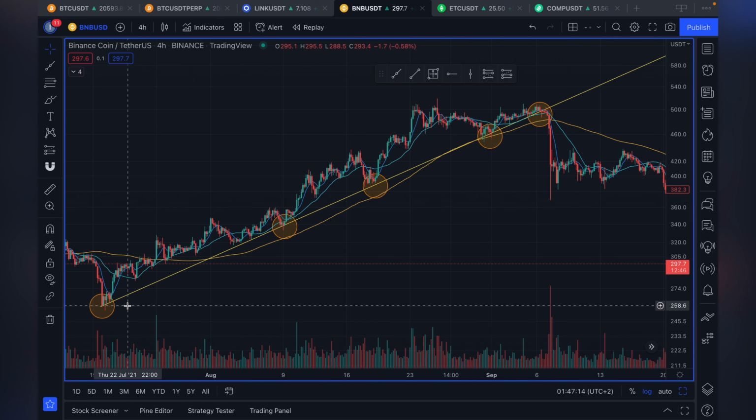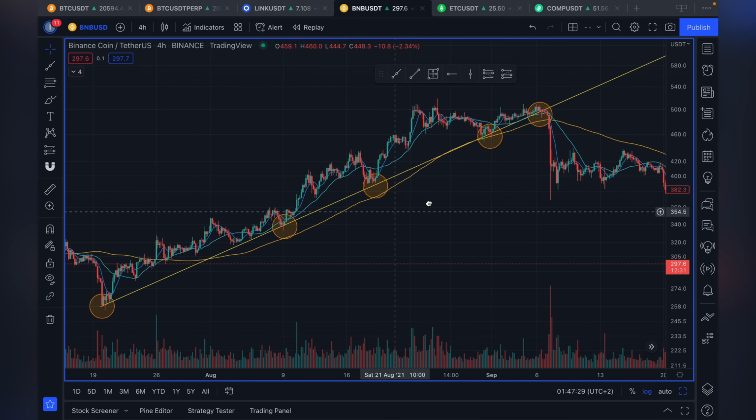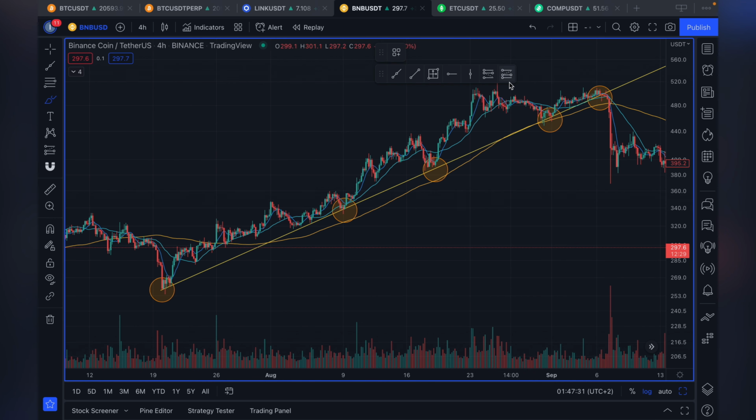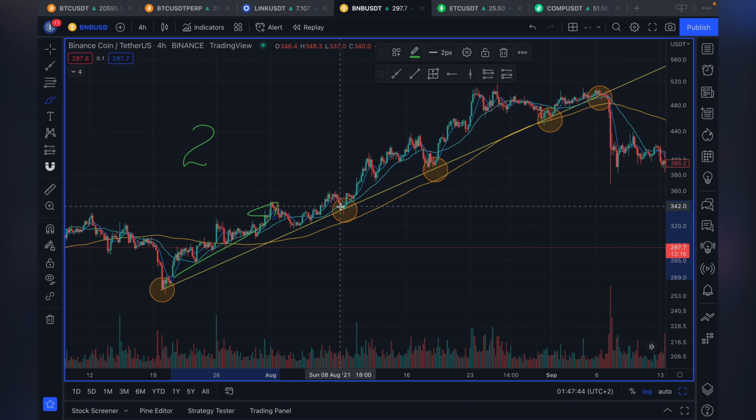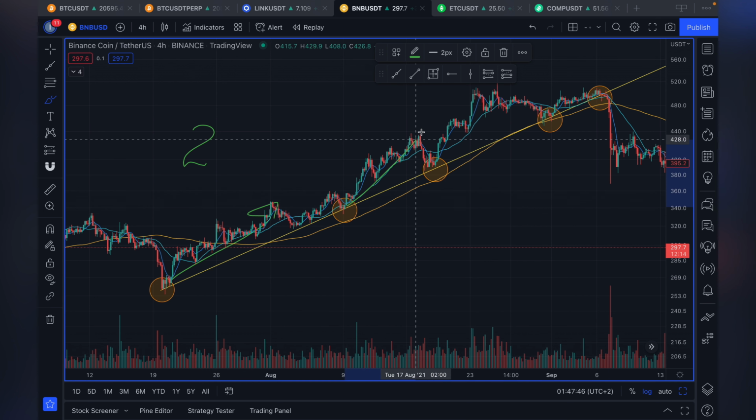So we have 2 points. Our highs and our lows are getting higher and higher, and this is our uptrend. You should also understand that in this move there are 2 moves. There is a move of the price in the same direction as the trend goes. So it's a trend move, let's say. It's an uptrend, so this move is in the same direction as the trend.